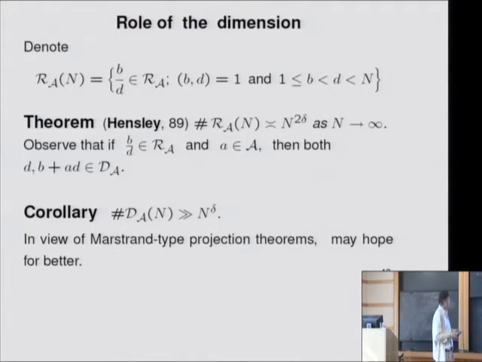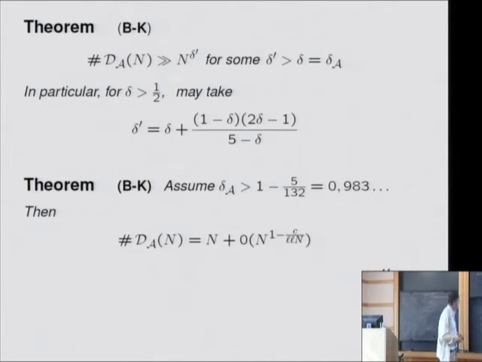So we definitely have the same dimension n at the power 2 delta in the image, which means that the projection on dA has to contain at least a number of elements which is n at the power delta, right? So this is a very simple argument. Of course, you expect better.